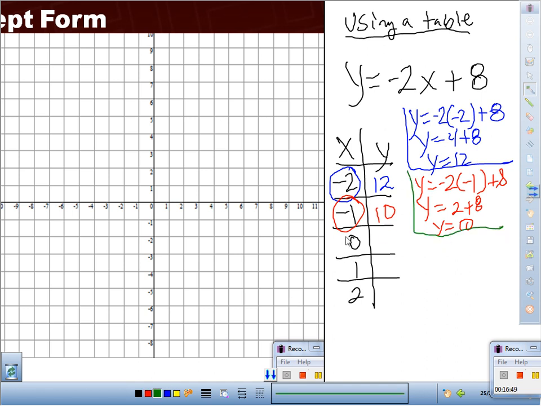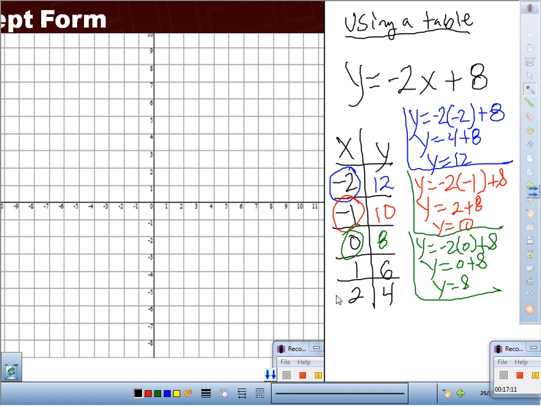What's my next value? 0. Y equals negative 2 times 0 plus 8. Y equals 0 plus 8. Y equals 8. There it is. Do I need to do more work? No, at least 3. And then if you find the pattern, fill in the rest. So what are my next values? 6 and 4. Okay, let's plot this.